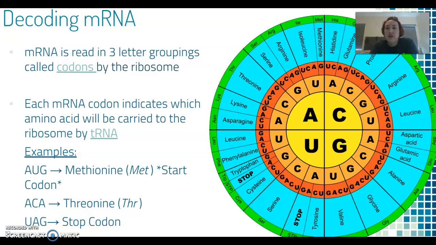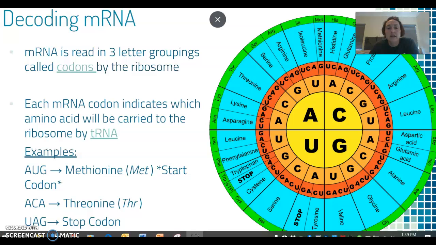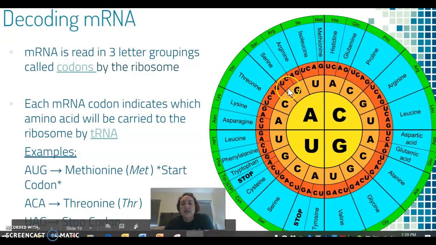So what I'm showing you on the screen right now, let me move this little picture down here. This is one type of an amino acid chart. There are two different types, and I'm going to show you both. The way we read this amino acid chart is first we look at the first three letters of an mRNA. And again, we only look at mRNA. We never look up the tRNA, okay? That's really important to remember.